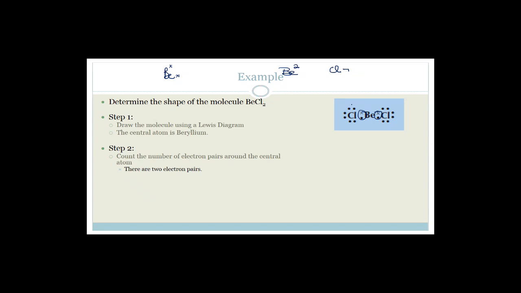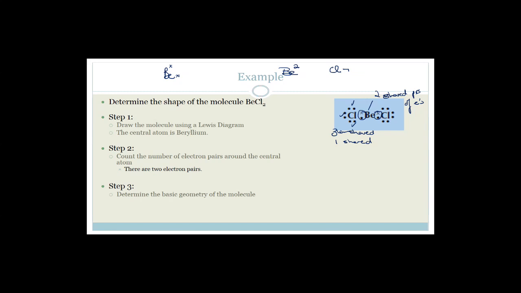Whereas the chlorine, we've got one, two, three unshared and one shared. Again, chlorine's got three unshared and one shared. But beryllium, what does beryllium have? It has two shared pairs of electrons. Okay, so there are two electron pairs.